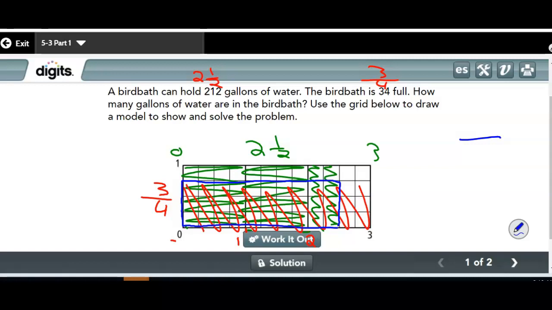Because there's 10 rows where they're overlapping, and there's 3 in each of them. So there are 1, 2, 3, 4, 5, 6, 7, 8, 9, 10, 11, 12, 13, 14, 15, 16, 17, 18, 19, 20, 21, 22, 23, 24, 25, 26, 27, 28, 29, 30. There are 30 boxes that are shaded both green and red that are overlapped. Wherever you have your overlap, that is your numerator.